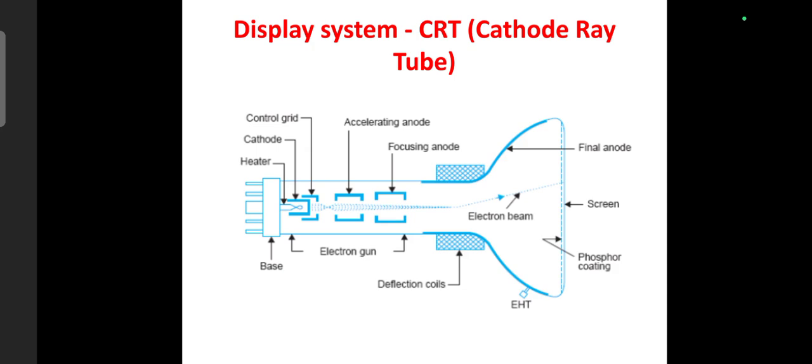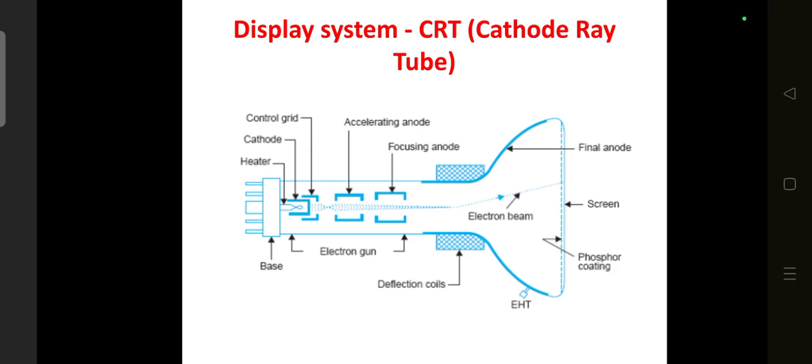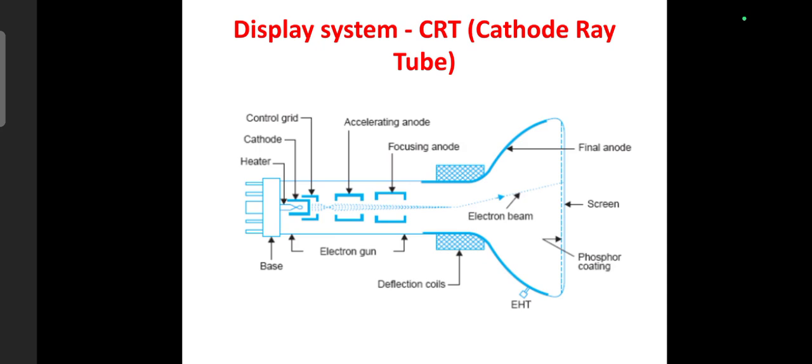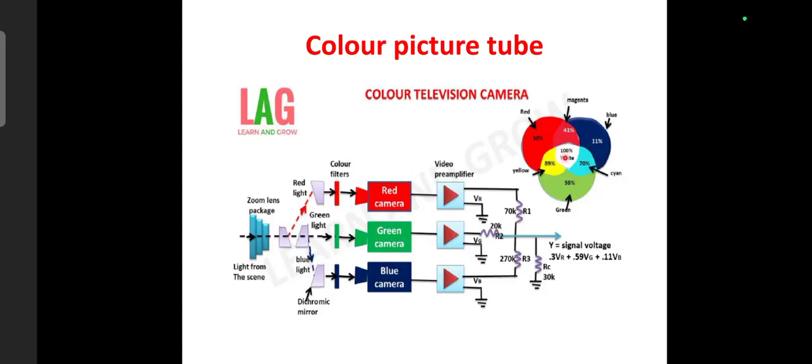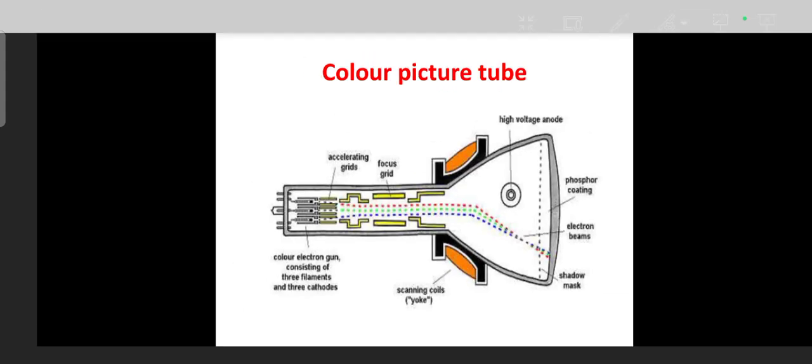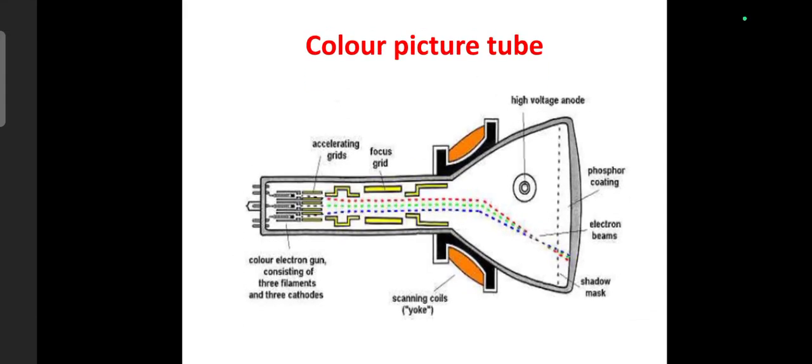Now let us move on to display technology. So we have seen different display technologies like cathode ray tube, commonly known as CRT. It uses an electron gun. And next is liquid crystal display, which uses flat panel displays and backlight.